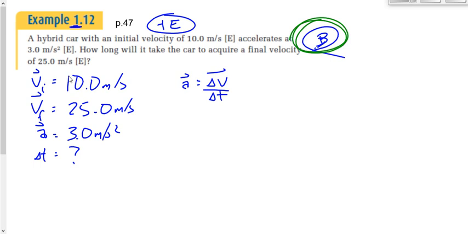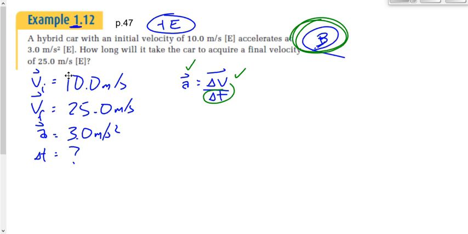I know what A is. I don't know what delta V is, but I know what VF and VI are, so that's almost the same thing. I don't know what T is. Good. This is going to get me what I want. But now I've got to rearrange it to solve for T. T's on the bottom. You've got to get it to the top. How do you get it to the top?